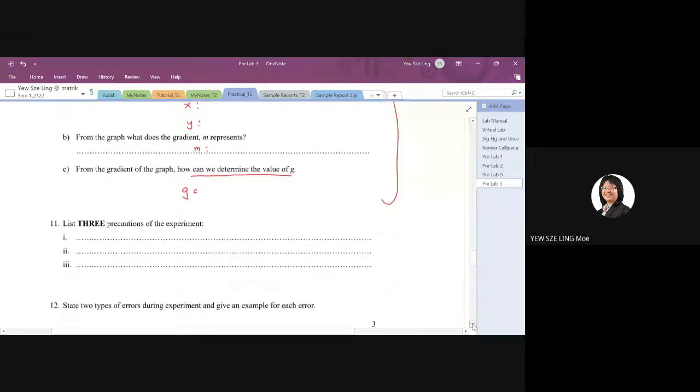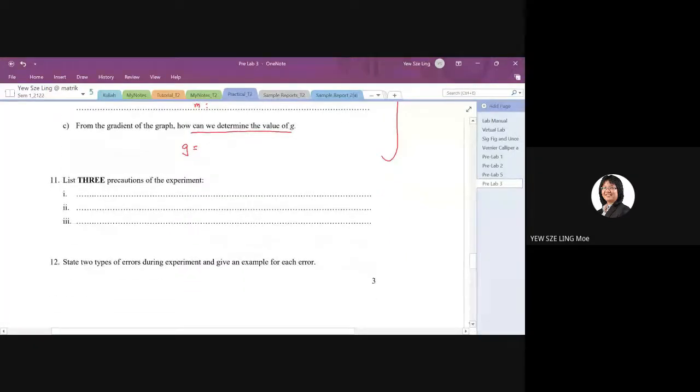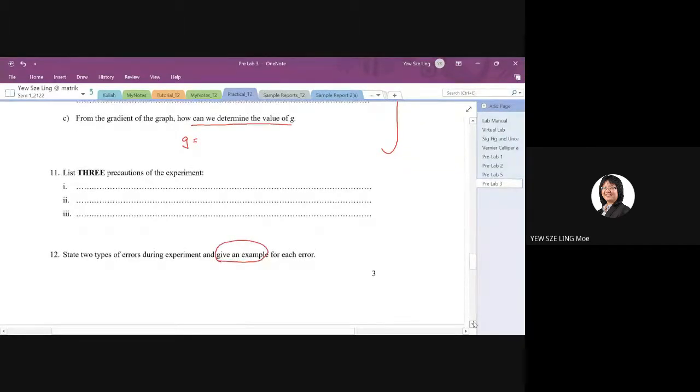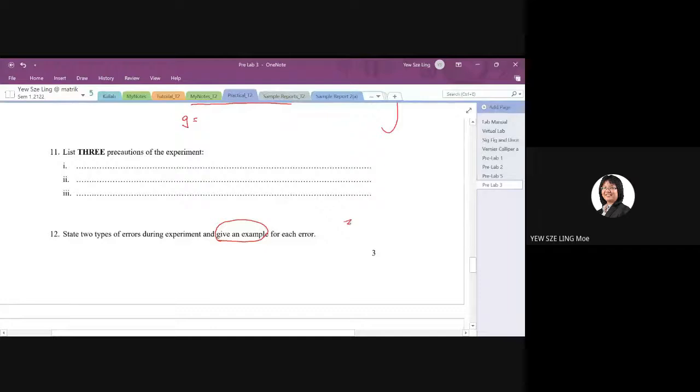List the 3 precautions, state 2 types of errors, and give an example for each error. You see, even in your pre-lab, it asks you to give an example. And remember, I don't want zero error. Don't give me zero error. Don't give me random error.